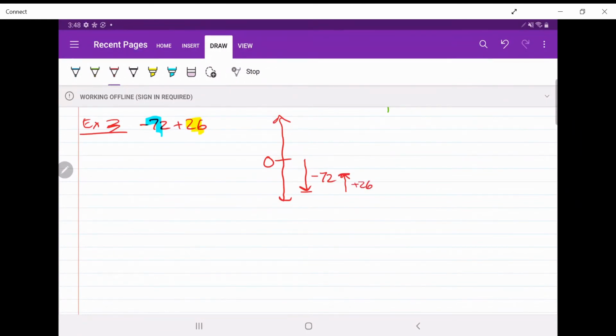Well, we're still below 0 degrees, so we know our answer has to be negative. So 72 minus 26, because the signs are different, we subtract. And we're left with 46 degrees, and we know that we're still in the negative, so we're at negative 46. It's under 0.